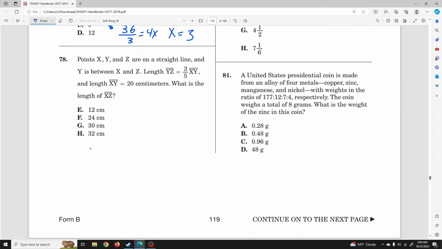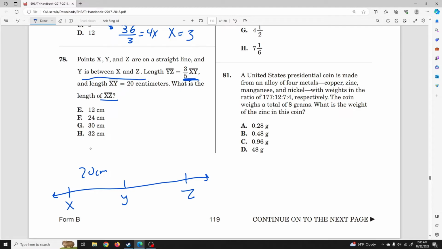Moving on to 78, it says points x, y, and z are on a straight line, and y is between x and z. So here, I'll just draw our not-so-straight line right here. We know that y is between x and z, so x is here, y is here, and z is here. The length yz is 3/5 xy, right? So it's 3/5 xy. And we know that xy is 20 centimeters. So what is the length of xz?